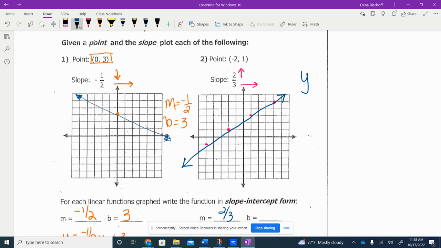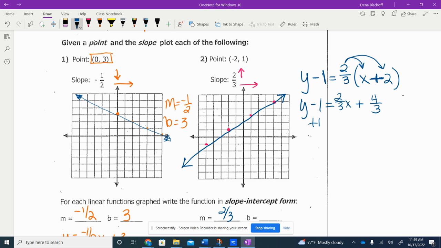Well, I'm going to start off with y minus my y1 coordinate, which is 1, equals my slope, 2 over 3, times the quantity x minus the x coordinate, which is negative 2. Remember that minus and negative turns into a great big plus. So we're going to start with this and we're going to solve for y. So the first thing I need to do is distribute. So y minus 1 equals 2/3 times x is 2/3 x, and 2/3 times the whole number 2 is 4/3.